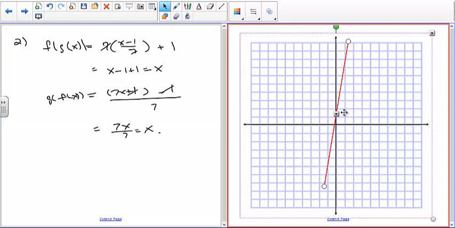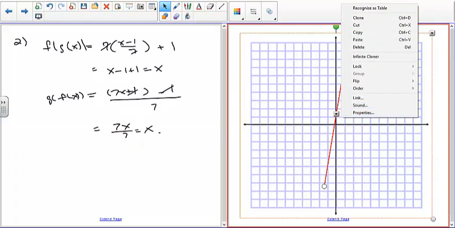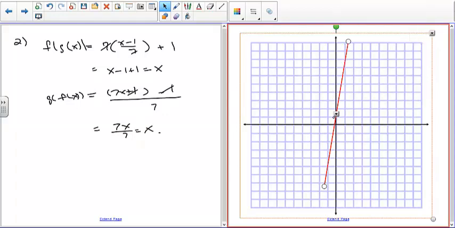So let's do that. Make sure I'm doing this right. So up 7, 1, 2, 3, 4, 5, 6, 7, over 1. Down 7, 1, 2, 3, 4, 5, 6, 7, over 1. So it still needs to go a little bit this way. So there we go. Okay, so that's that one.